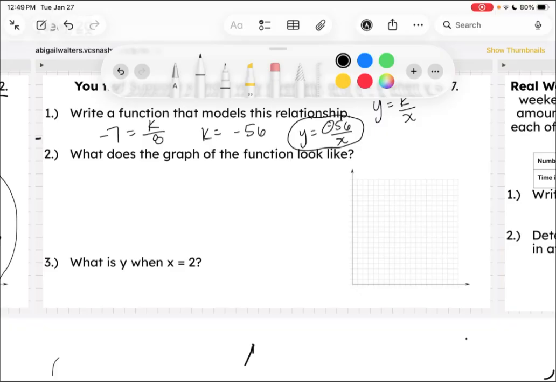All right, so let's figure out what y is when x is 2. So y equals -56 divided by 2, okay? So if I cut 56 in half, that's going to be -28. So at 2, y is -28, okay?